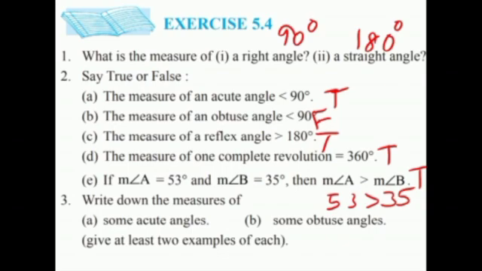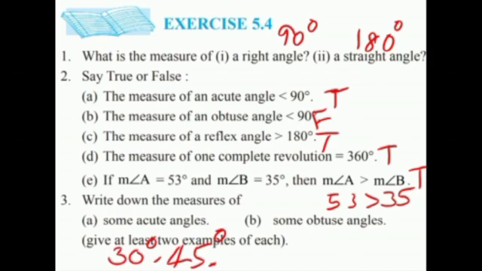So the statement is true. See the third question. Write down the measures of some acute angles between 0 degrees and 90 degrees. All the numbers are acute only. Right? So we can write many acute angles. Now in this answer, we are going to write two angles. Okay. 30 degrees, 45 degrees, and any other? Yes, 10 degrees, 20 degrees, 30 degrees, 40 degrees, 50 degrees. In between 0 to 90 degrees, every angle is acute only.